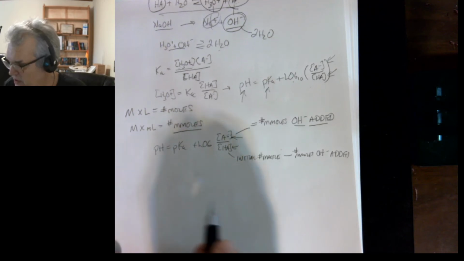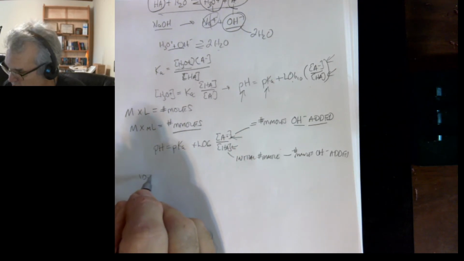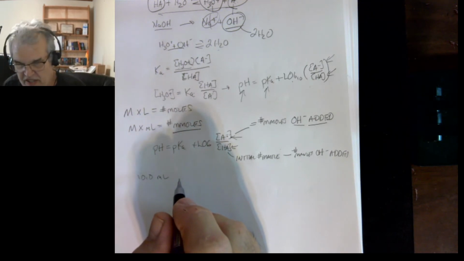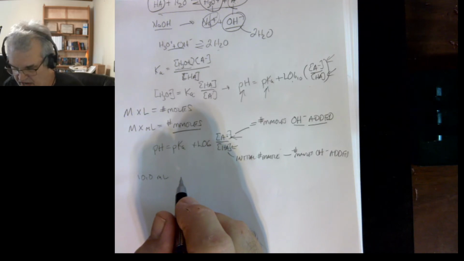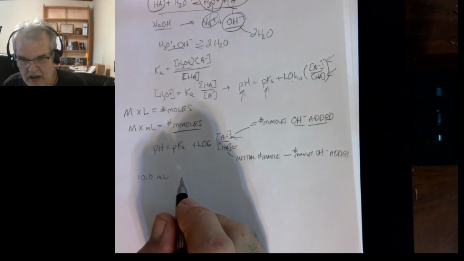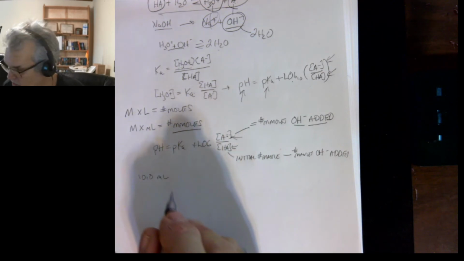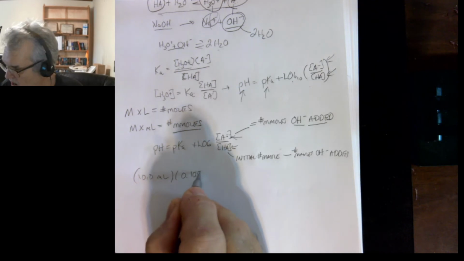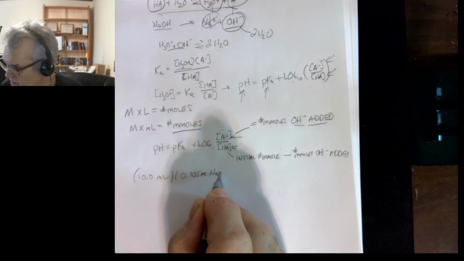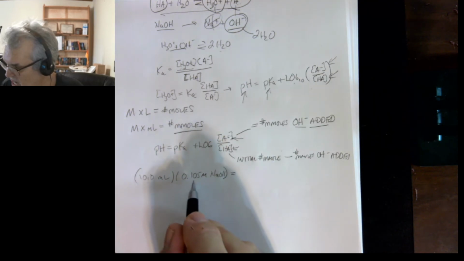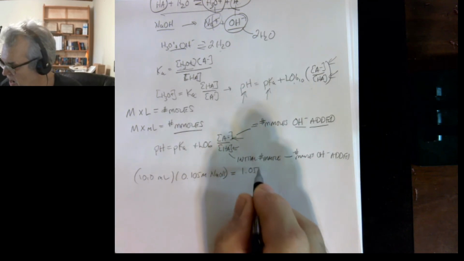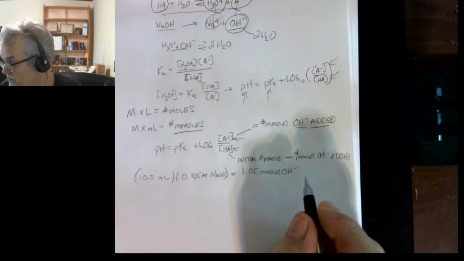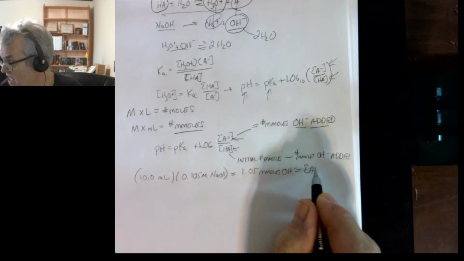All right, so let's see what our problem said. Our problem said we added 10.0 milliliters of our NaOH solution. What was our NaOH solution? Let me make sure I find where we are. It was 10 milliliters of a 0.105 molar solution of NaOH. That means that creates 10 times 0.105, which is 1.05 millimoles of OH minus, which equals A minus.